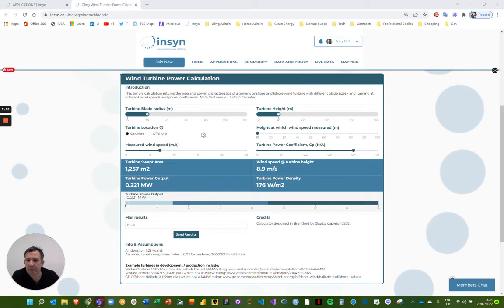And to help people understand these relationships, you can see that we've got a small calculator here, and this will help to estimate as you make the blade radius bigger and as you make turbines higher, this will predict the power output. It's just an estimation, and you can also see as the wind goes up what a huge effect that has.